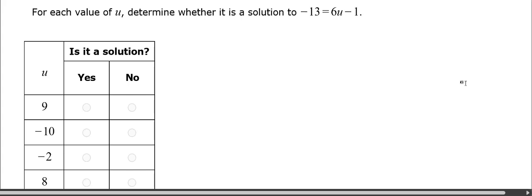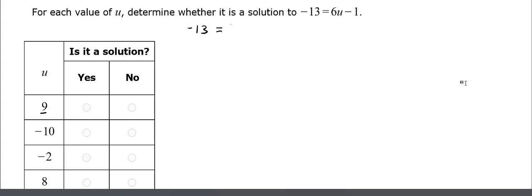Our next question, for each value of u, determine whether it is a solution to negative 13 equals 6u minus 1. So what we're going to do is take the value of u given in the table. For the first example, it's 9. And we're going to substitute it in for u in the original equation. So instead of it being negative 13 equals 6u minus 1, negative 13 would equal 6 times 9 minus 1.